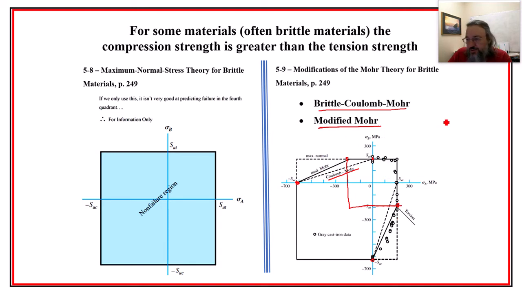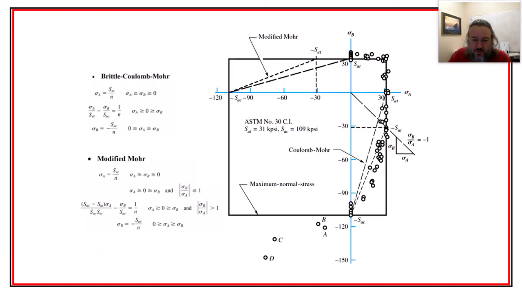Modified Mohr is perhaps more accurate, right? These are things to consider. And this is gray cast iron data. By the way, when we look up cast iron, we can look it up in the back of Shigley, and we can find that it has compression strength and tensile strength. So here are the equations that we might want to use.